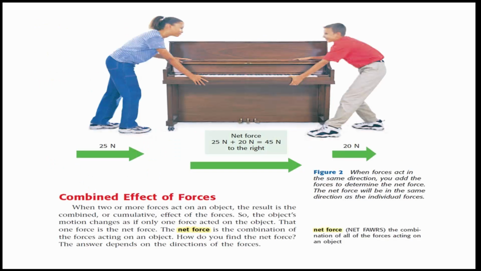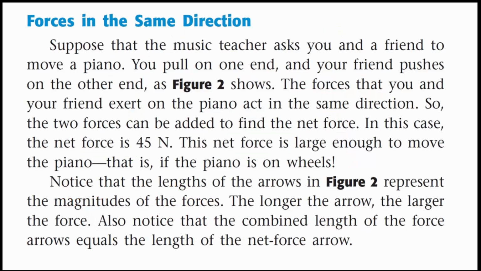Combined effect of forces. When two or more forces act on an object, the result is the combined or cumulative effect of the forces. So, the object's motion changes as if only one force acted on the object. That one force is the net force. The net force is the combination of the forces acting on an object. How do you find the net force? The answer depends on the directions of the forces.